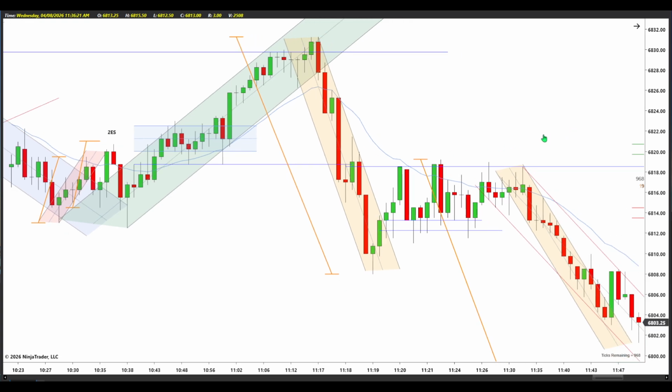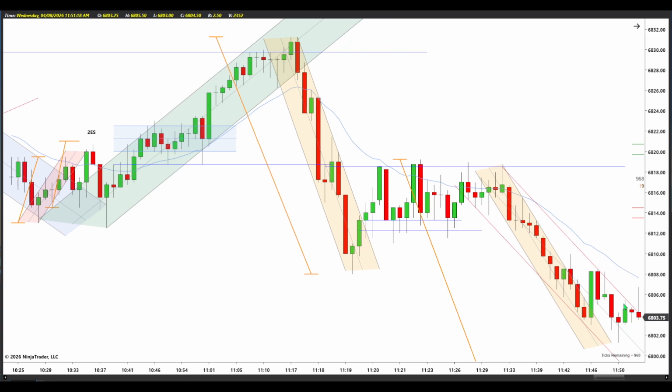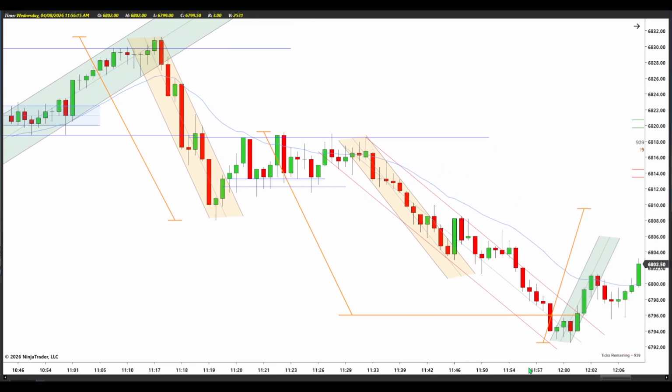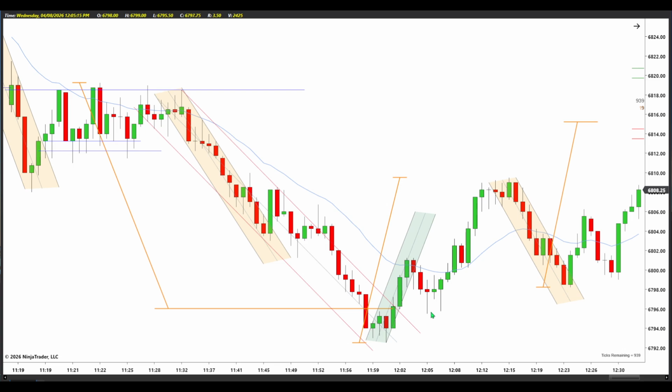Kind of chops around, meanders. Again, it doesn't really make a decisive move down. It's just kind of floating in the middle of nowhere. And it finally does come down here, makes the measured move, but there's no setup here. Bounces. Looks like it's a first entry short.